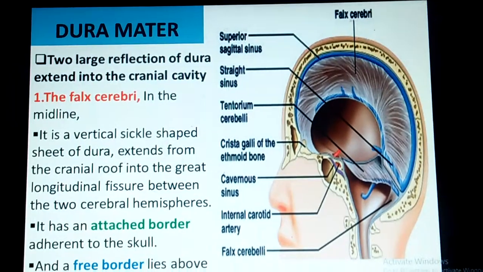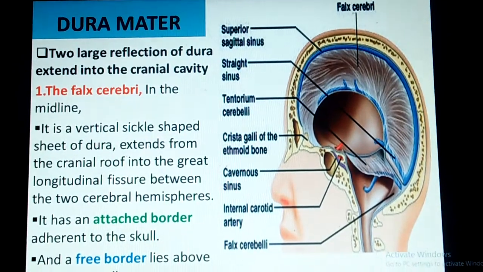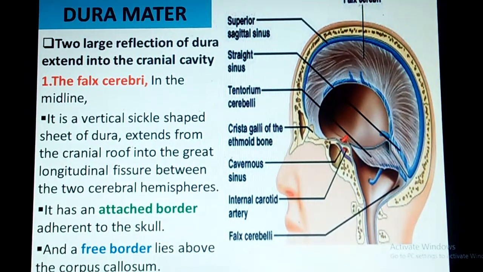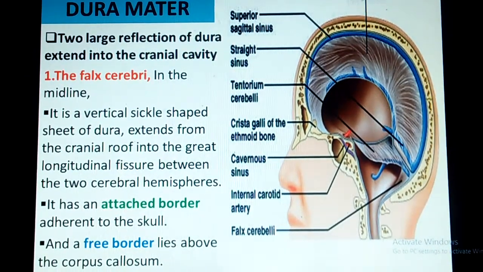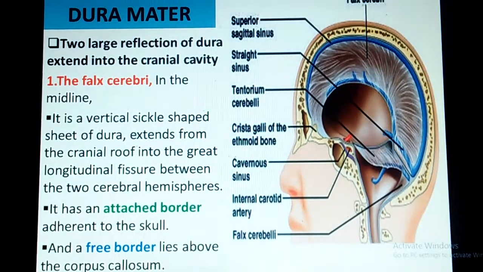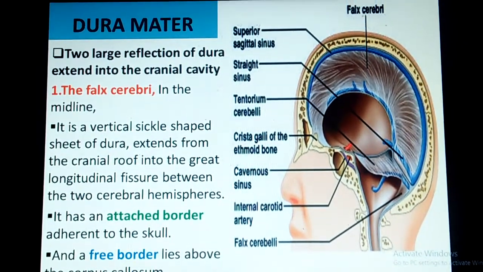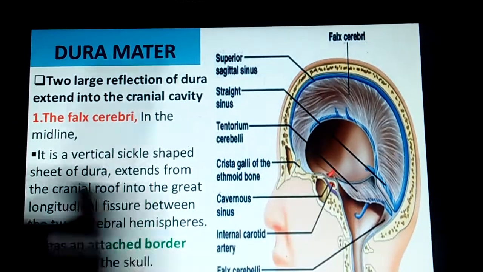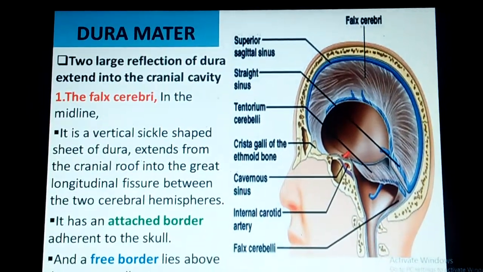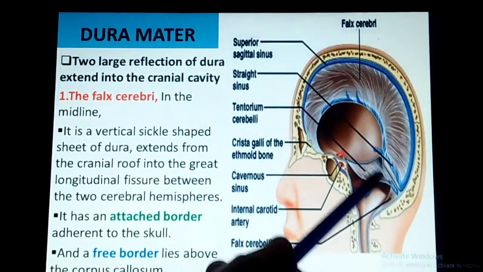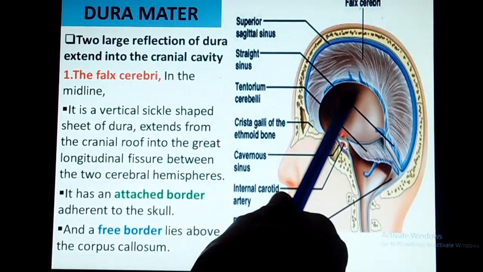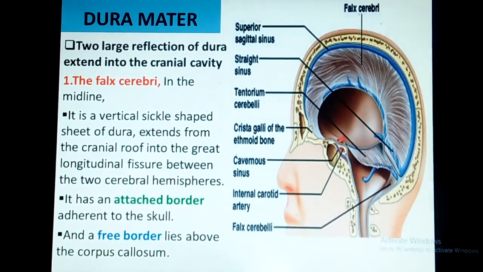In the midline, it is a vertical sickle-shaped sheet of the dura that extends from the cranial roof into the great longitudinal fissure between the two cerebral hemispheres. The attached border is adherent to the skull, and the free border lies above the corpus callosum. This is the free border of the falx cerebri.